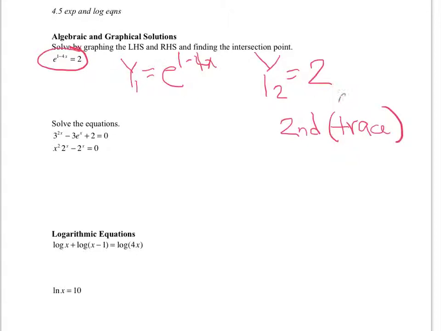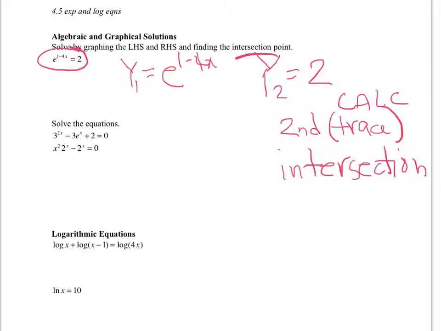The second function of the trace key is calculate, or calc. And you want to calculate intersection, because that's what you want. You want the intersection of these two graphs: the graph of e to the power 1 minus 4x intersected with the graph of y equals 2. You may have to do some window sizing, some resizing of your x-axis maybe, or your y-axis to get a good look at the intersection point. But you can find the intersection point graphically by doing this process.